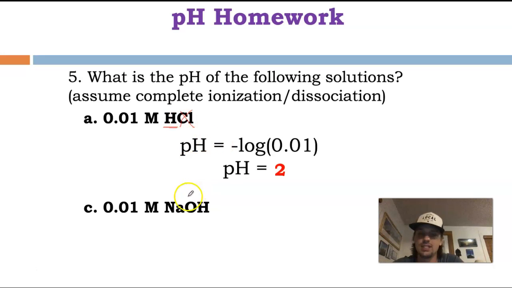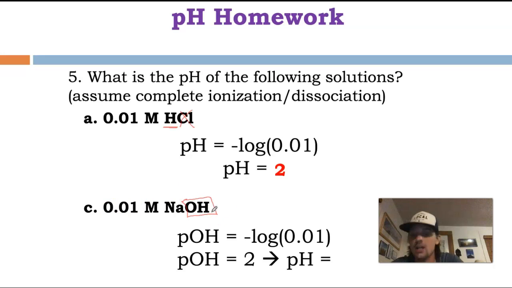If I look at part C, it looks like OH is what's going to matter. The Na doesn't matter. Okay, so if I take the negative log of this, that's going to be my pOH, because that's my hydroxide ion concentration. So that gives me a pOH of 2. My pH would then be 12. Okay, so when I say complete ionization, dissociation, that's saying strong acids completely dissociate, meaning the concentration here is also the concentration of the H or the OH, whatever you're looking at.